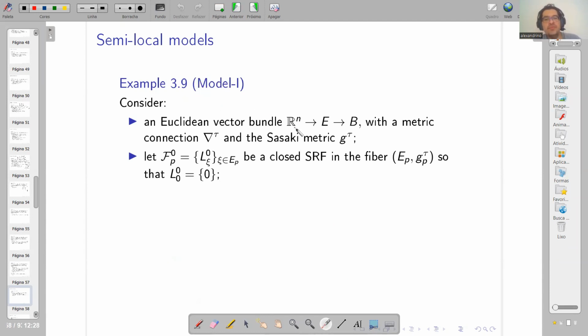So we want to improve, make more complicated our previous examples of the holonomy foliation. We start again with our Euclidean vector bundle. Here we have a Sasaki metric, but now we will put here in the fiber of your vector bundle some singular Riemannian foliation in Euclidean space. For example, you can put the Radeschi foliation.